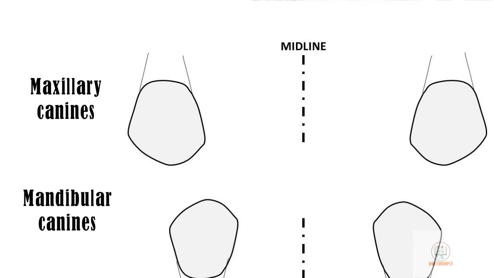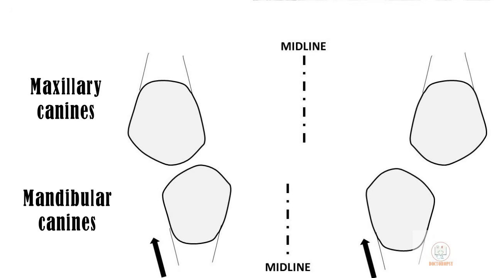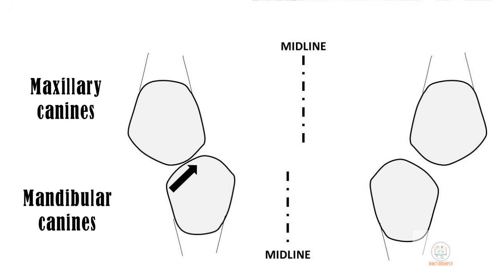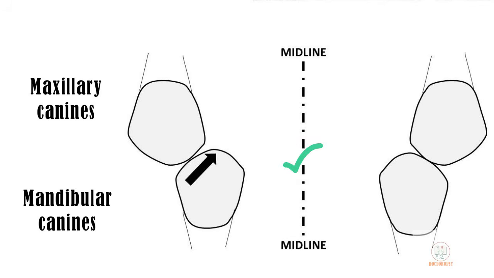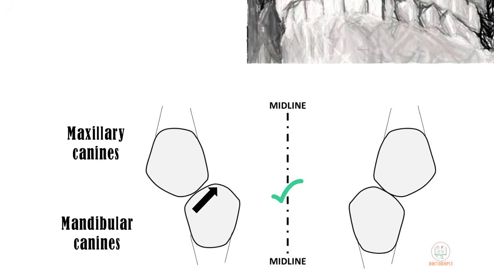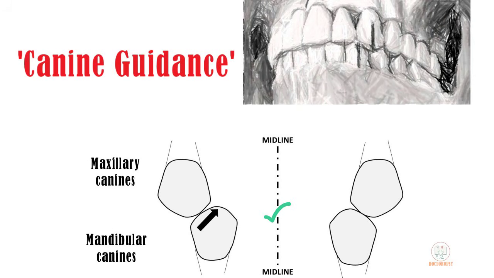If a person closes the mouth in a slightly lateral position, the mandibular canine will contact the lingual side of the maxillary canine and the jaw will automatically get aligned in correct occlusion. This is known as the canine guidance.